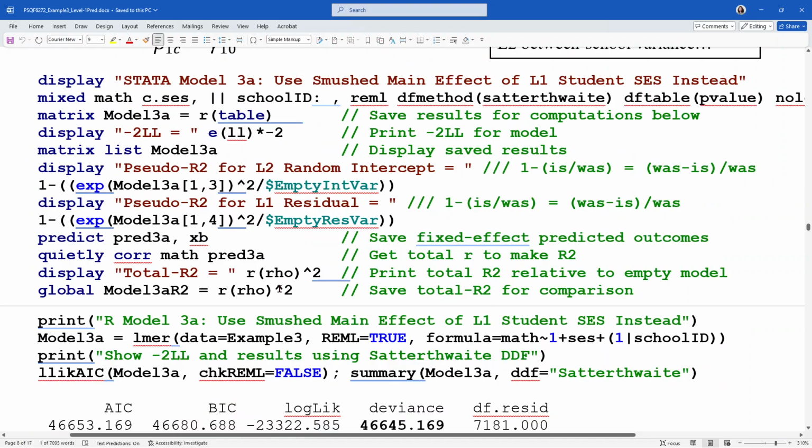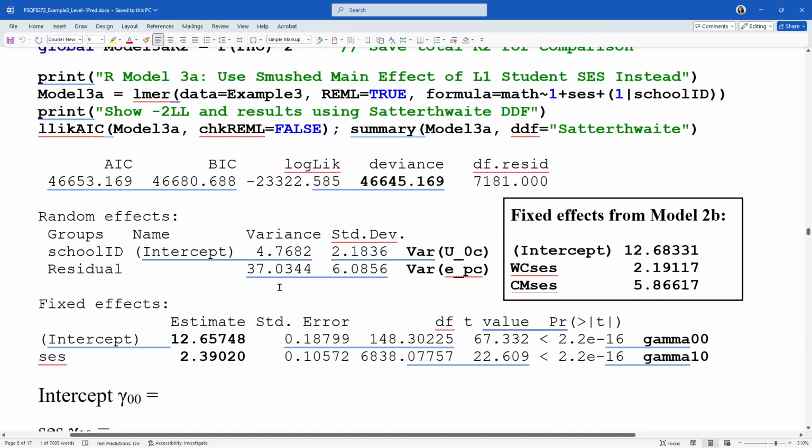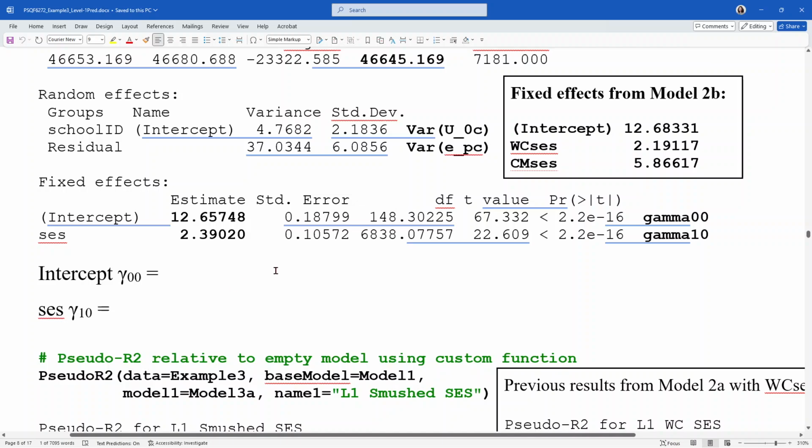Folks, I condensed all of this, but this is the same process. I am fitting the model, saving the results, using the empty model results to compute pseudo R-squares, and then computing a total R-square as well. R folks, I've walked through the solution in this case. So we have now, I've copied in what we know is the right answer from the model where the effects are split across levels to what we get from the current model.